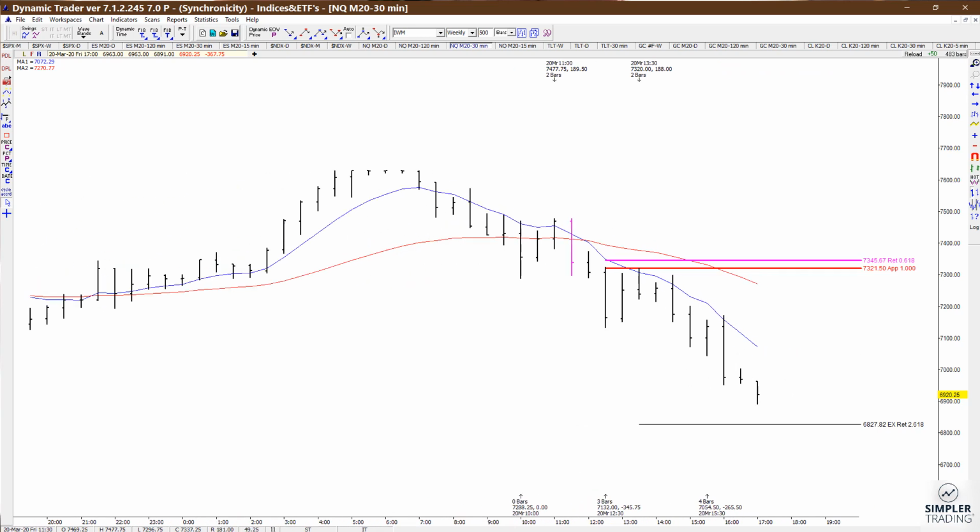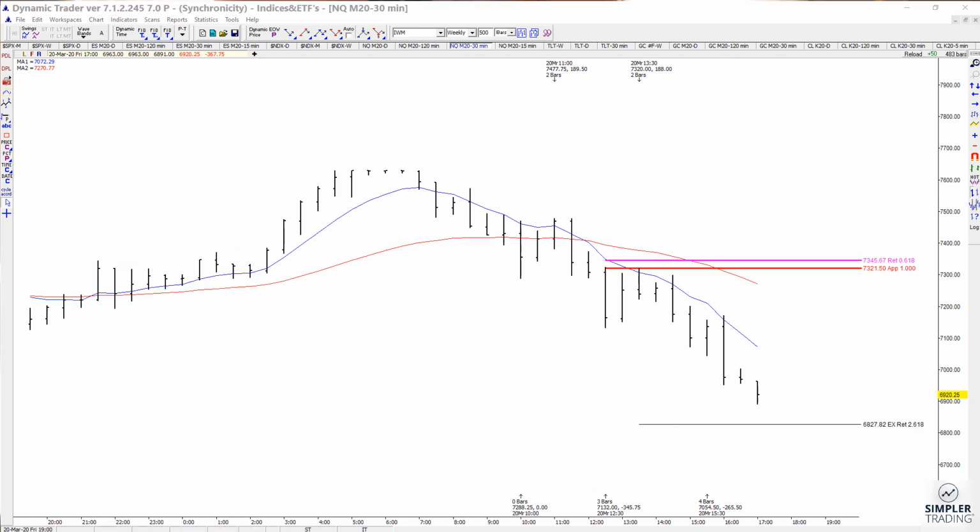Now look at this. As far as the symmetry, if you measured this prior low to high swing, you'll see that it was 189.50, and then this low to high swing was 188. Very similar, not perfect, but there was really awesome symmetry there.